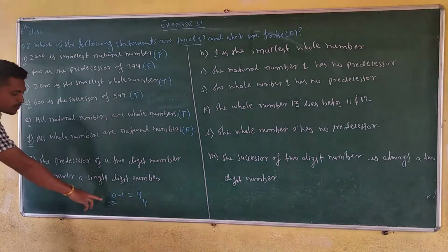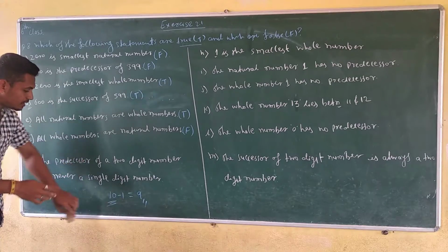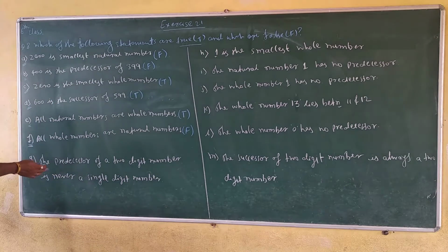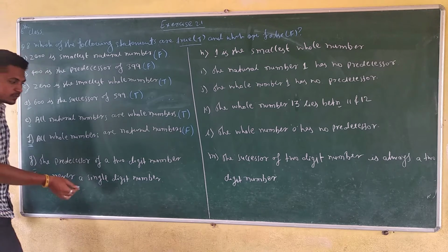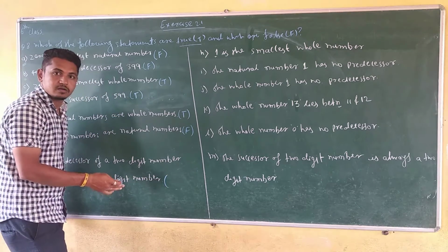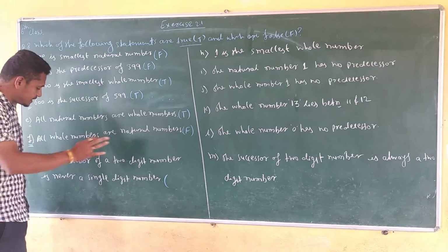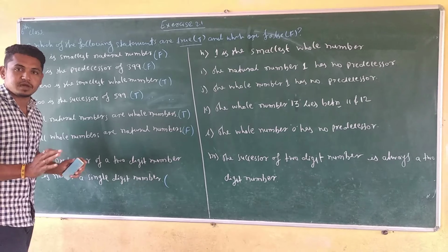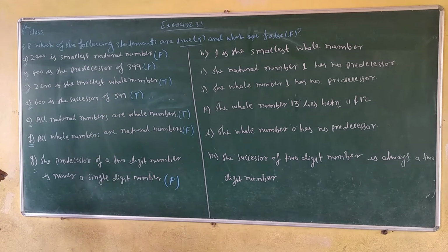Then the two-digit number's predecessor is a one-digit number. Is it right? But our statement says the predecessor of a two-digit number is never a one-digit number. Which means this statement is true or false? False. The predecessor of a two-digit number can be a single-digit number also. That's why this statement is false.